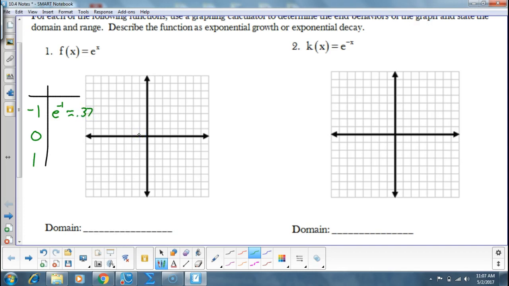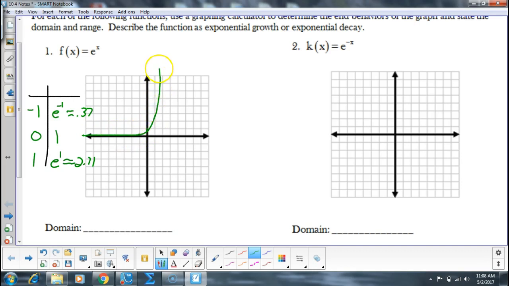If I put 0 into that function, what do I get? 1. Yep. That one's right there. If I put 1 into that function, I get 2.7182. e to the first, which is what? 2.71. Yeah. 1, 2. There we go. Okay, so that function goes like that.